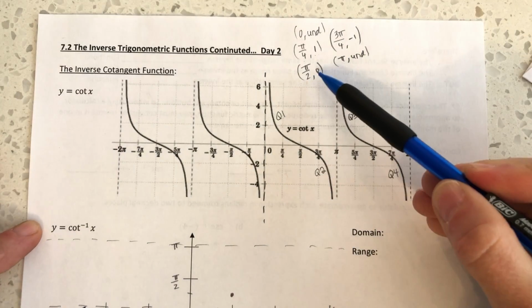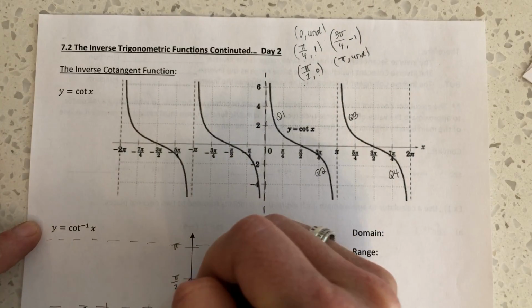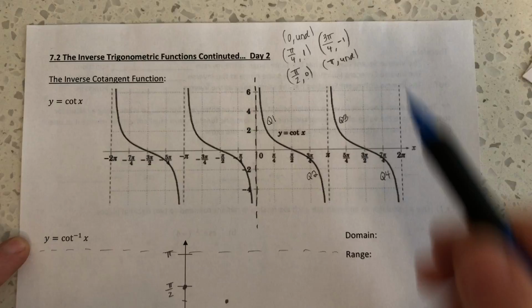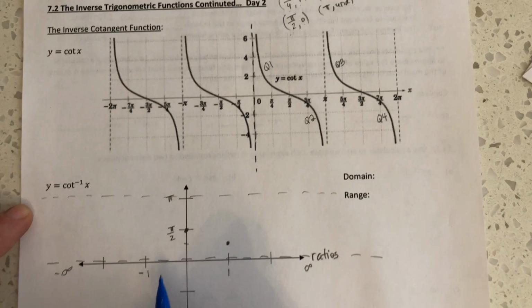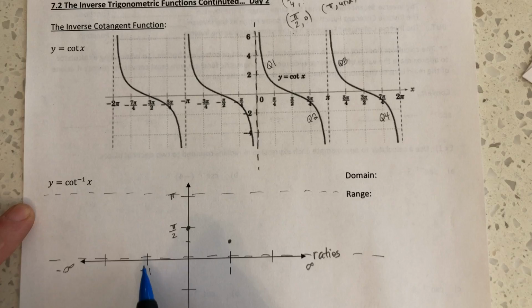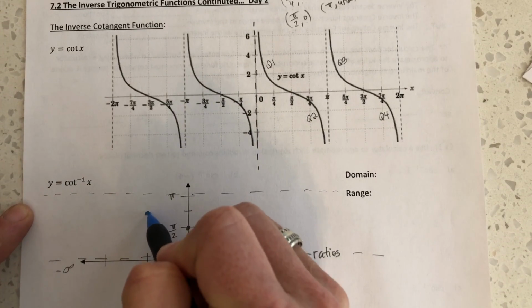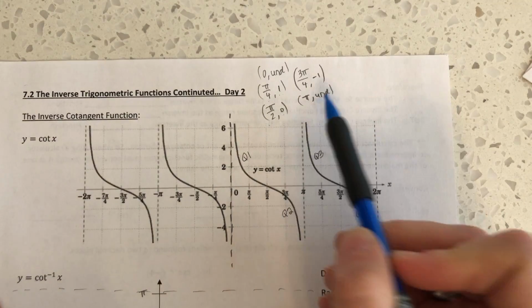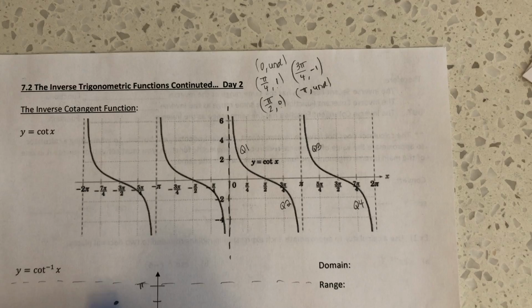Okay, pi over 2, 0. So now when 0 goes in, pi over 2 comes out. So now that's a point on the inverse. And now when negative 1 goes in, when a ratio of negative 1 goes into the function, now an angle of 3 pi over 4 radians comes out. And then last, when undefined goes in, well, again, a ratio you can't plug in, then pi radians comes out.